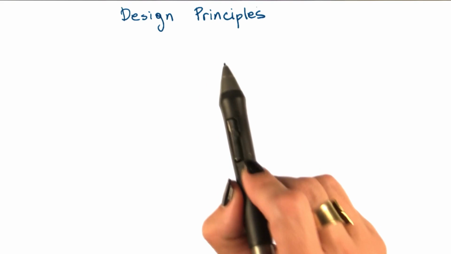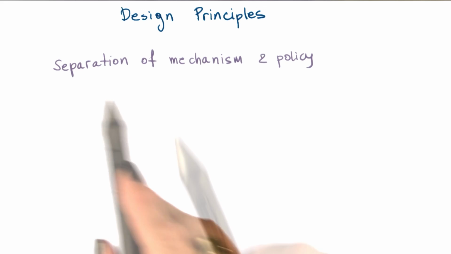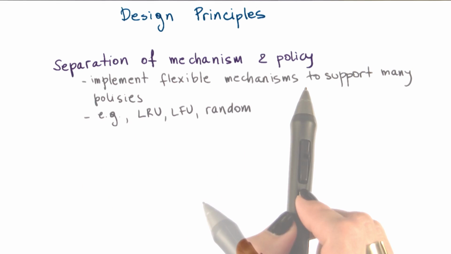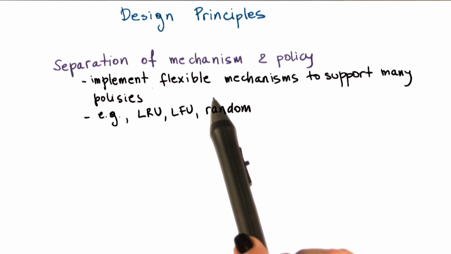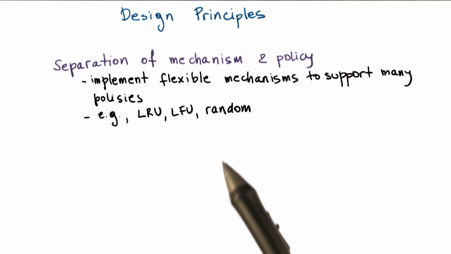Let's look at some good guiding policies when thinking about how to design an operating system. The first one we call separation between mechanisms and policy. What this means is that we want to incorporate into the operating system a number of flexible mechanisms that can support a range of policies.